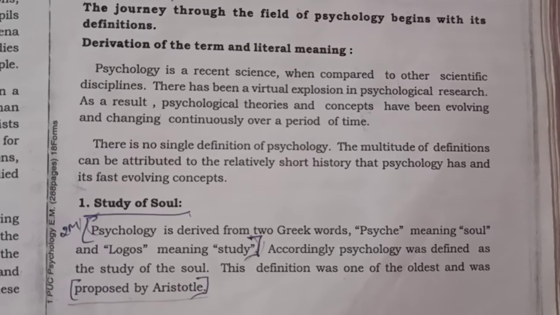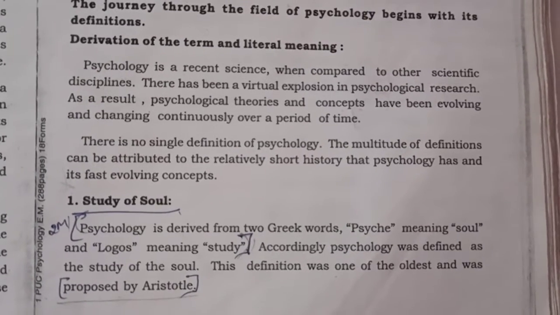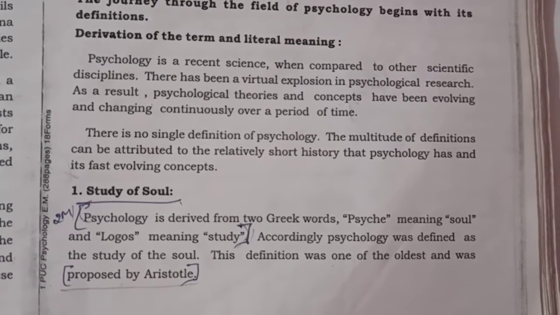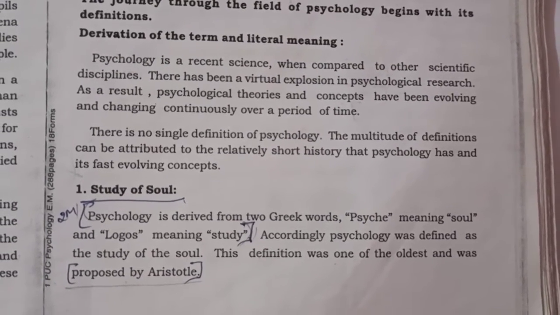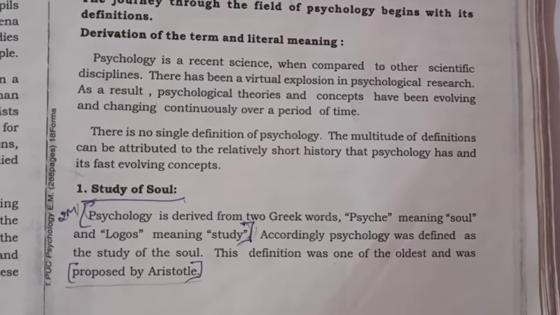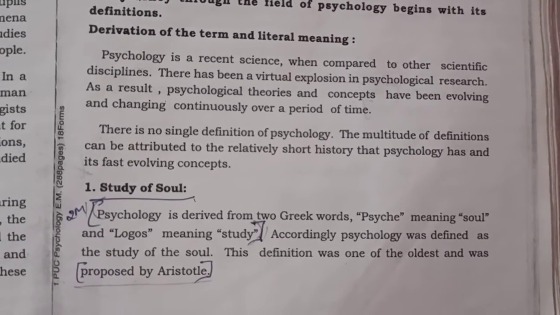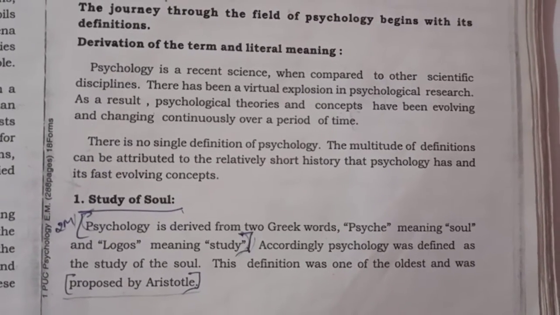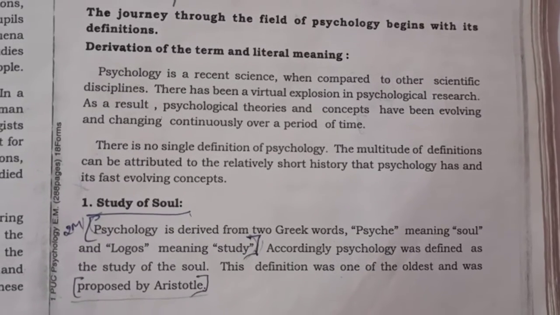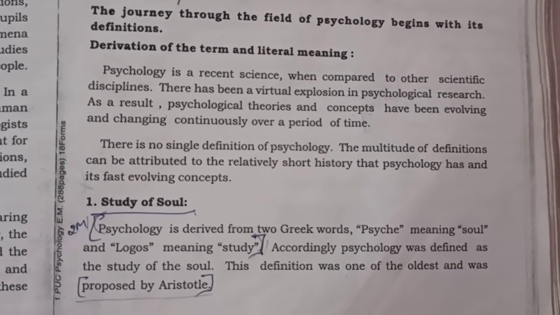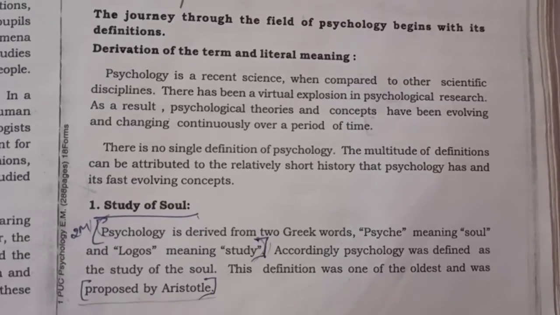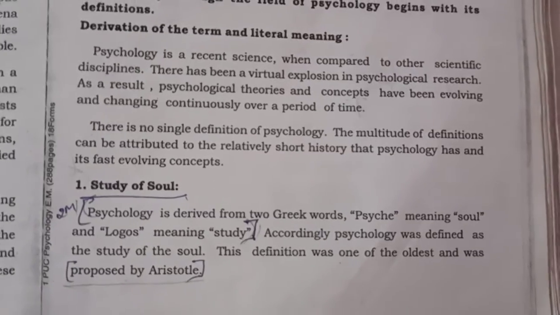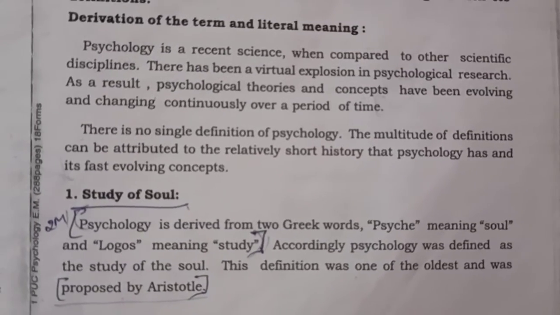There is no single definition of psychology. The multitude of definitions can be attributed to the relatively short history that psychology has and its fast evolving concept. As I already told you, there is no particular definition of psychology, because history tells us it emerged in different time periods and has different definitions given by different persons.